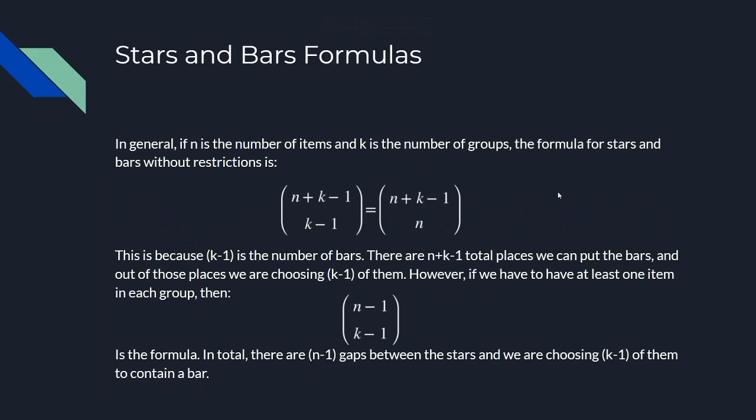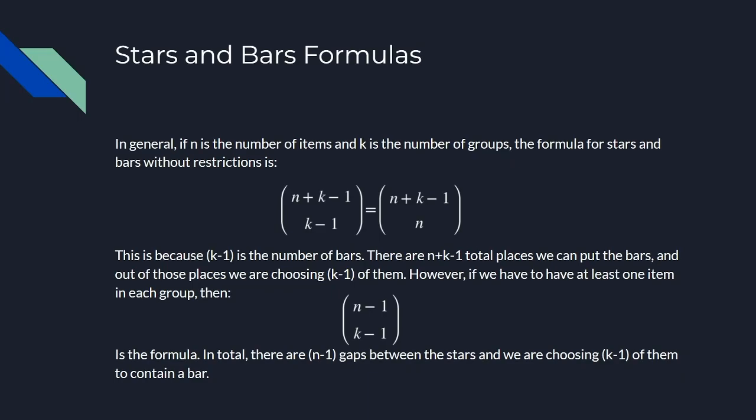So in general, if n is the number of total items and k is the number of groups, the formula for stars and bars without restrictions is n plus k minus 1 choose k minus 1. And you can also rewrite this as n plus k minus 1 choose n. Remember the identity we learned last week, that n choose k is equal to n choose n minus k. But you're probably going to use the first one anyway, because n is usually bigger than k minus 1, so it's just more convenient.